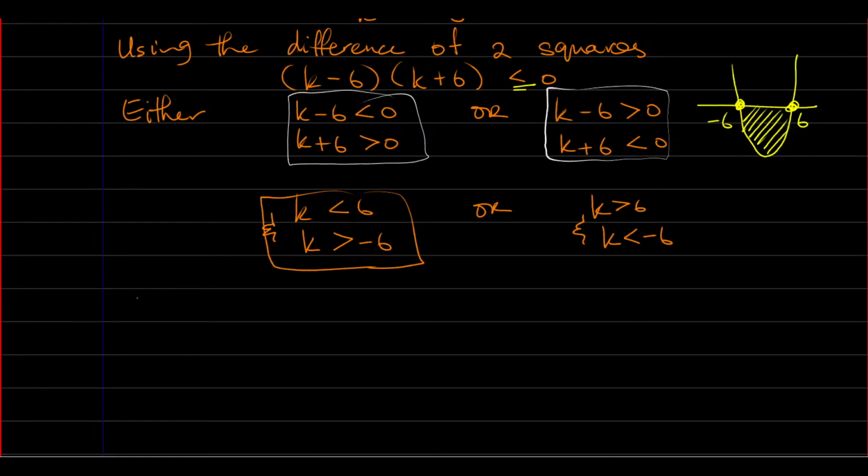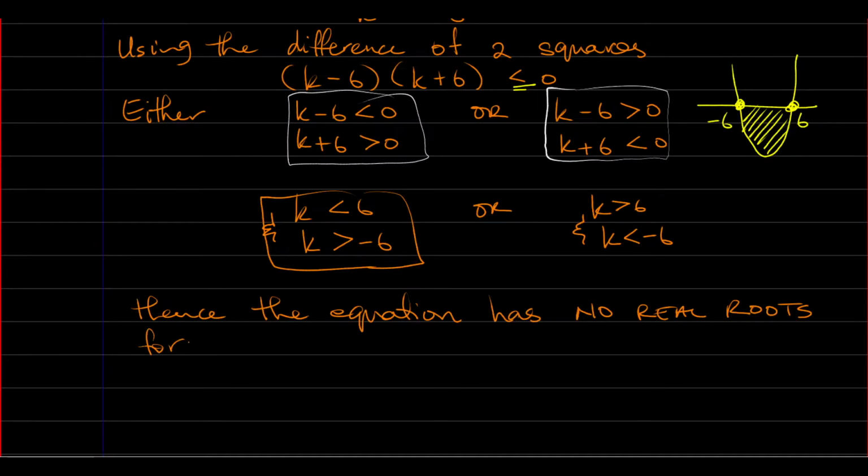So hence the equation has no real roots for the set of k such that it's greater than minus 6 but less than 6, right? And remember that k has to be a member of the set of real numbers.